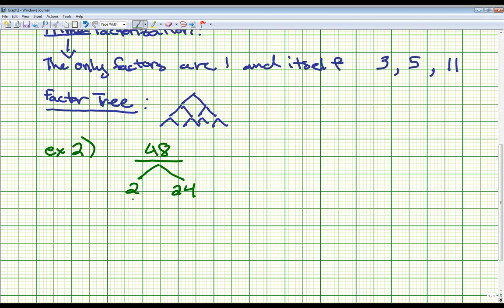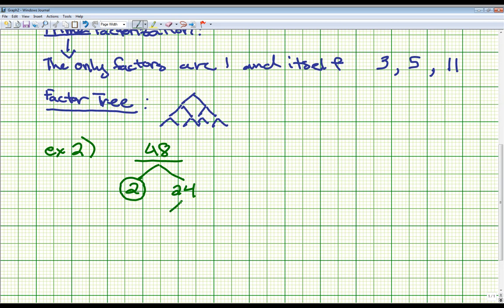Now what we're going to do is ask ourselves, are either of these numbers prime? Remember, prime only has 2 factors, 1 and itself. If we look at this, the 2 is prime. The only factors of 2 are 1 times 2. So we're going to circle that, and we're not going to branch that one out. So we branch numbers out until they become prime, and then we stop and circle them.